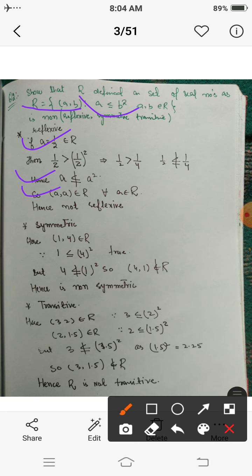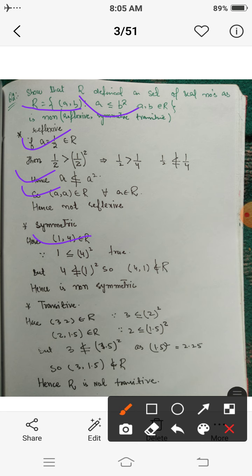Now for symmetric we have to prove that if (a, b) belongs to R, it should imply that (b, a) belongs to R. Here (1, 4) belongs to R. Why does (1, 4) belong to R? Because 1 is less than or equal to 4 squared. 4 squared is 16, which is a true result. So this means that (1, 4) belongs to R.